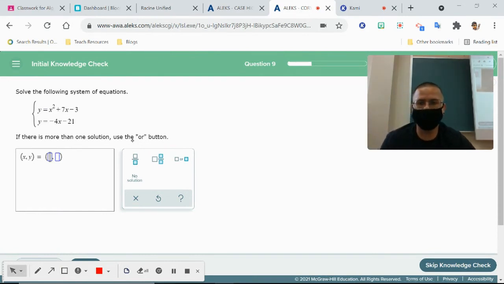And I'm not confident in my ability to solve this right now either, because it's been a minute since I've done this. So I will set these equal.